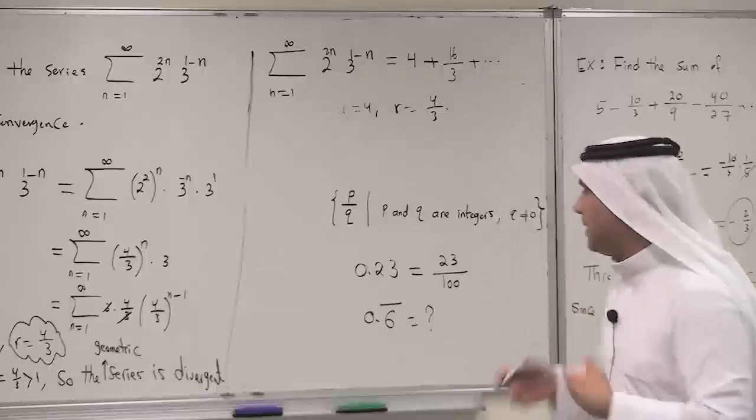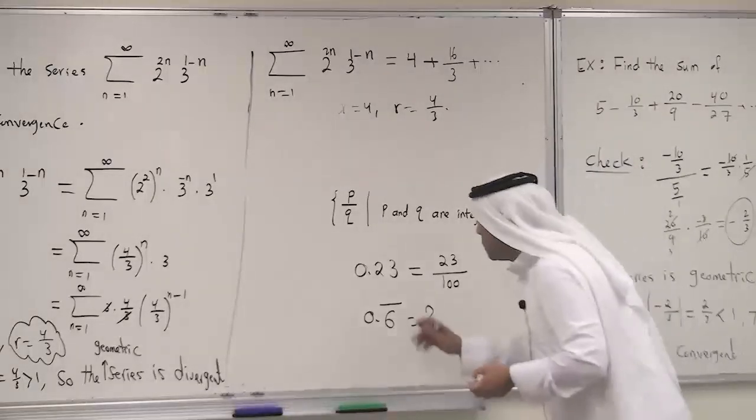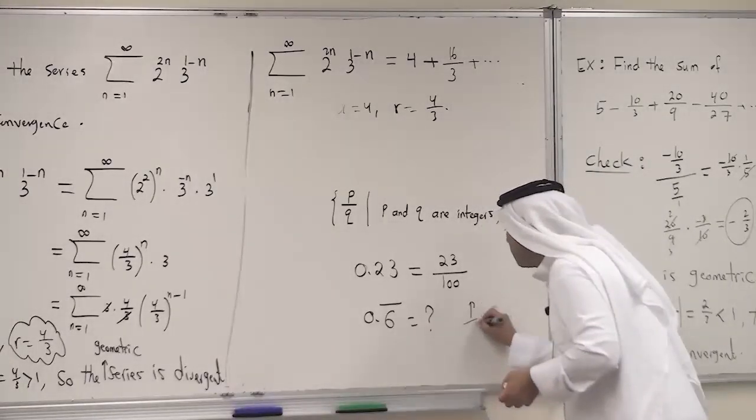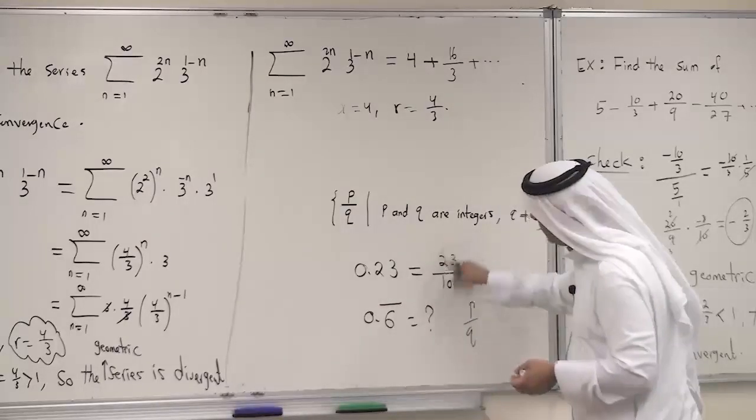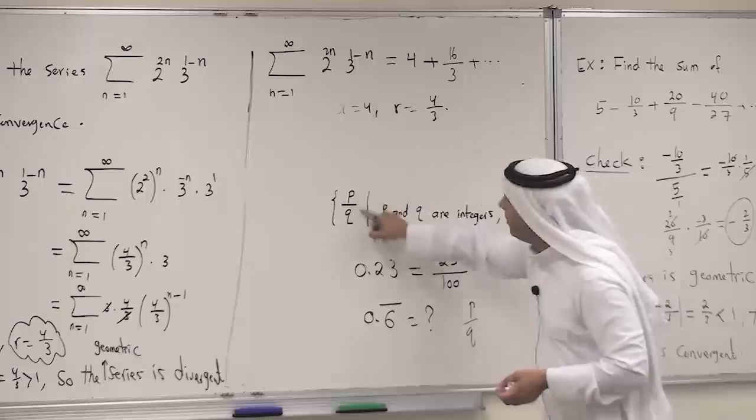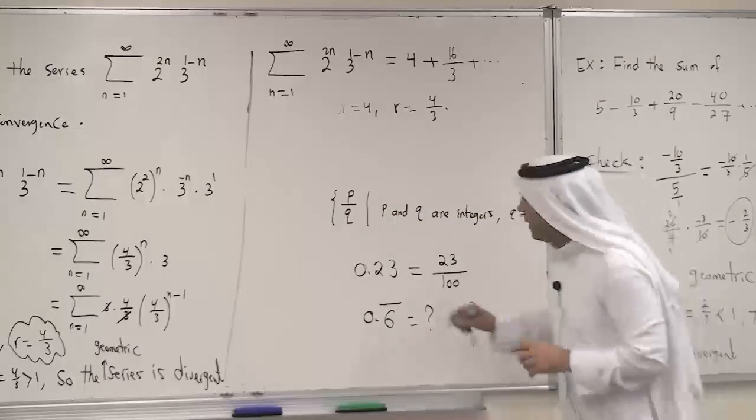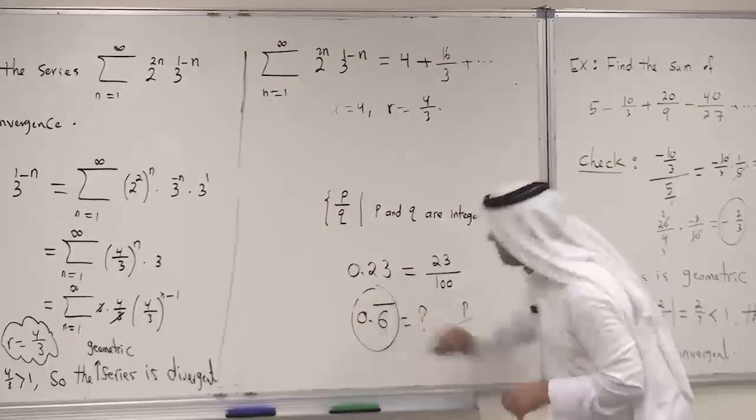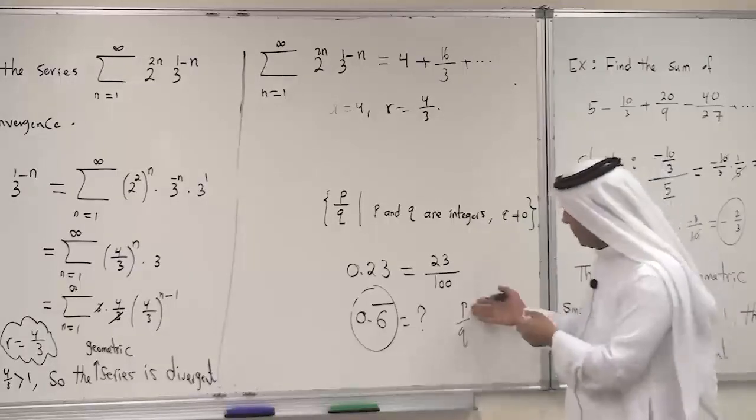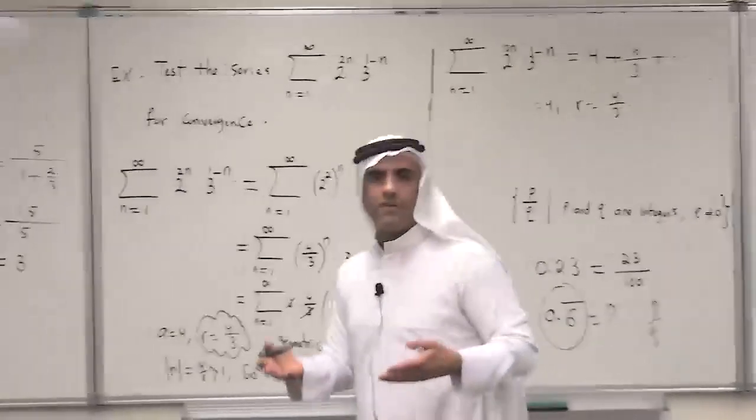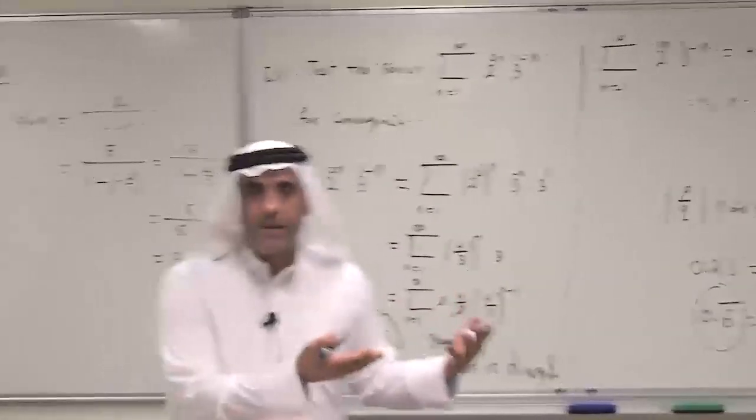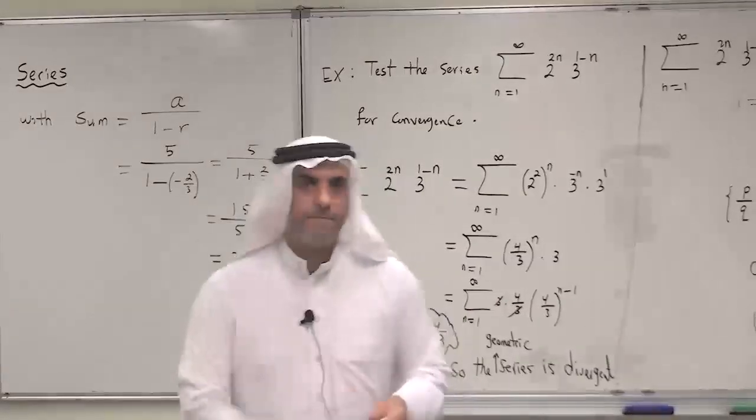But is it clear how to rewrite this? Can we rewrite this one as P over Q? For the first one, yes. If it is terminating, always we can write it as a rational number of the form P over Q. The question now is this. If we have such type of numbers, can we rewrite them as P over Q? The answer, of course, yes. And this is one application for geometric series, which will be explained in the following exercise.